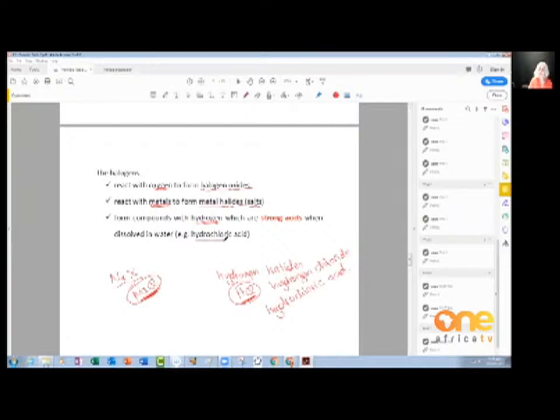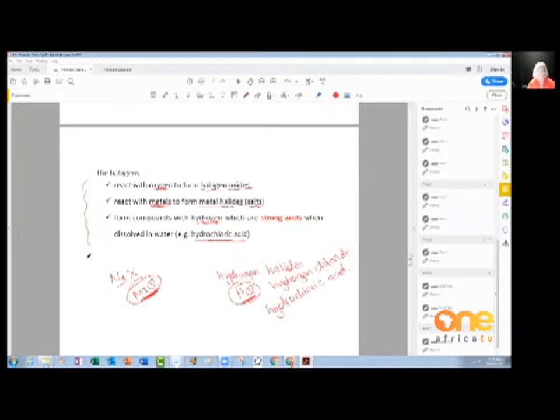That's enough. You don't need to know anything else about the chemical reactions because we're still very young. But as you go along, you're going to find more about the reactions of the halides. All right.